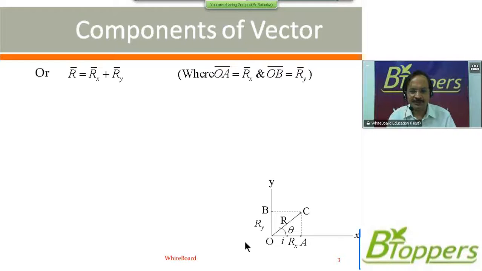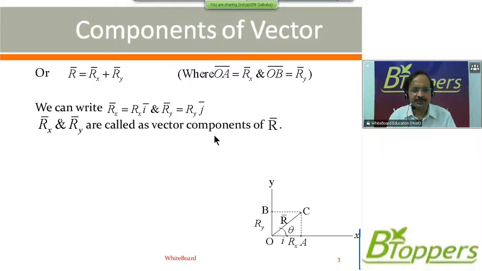Or we can write R bar equal to Rx bar plus Ry bar. There OA bar is Rx bar and OB bar is Ry bar. We can write Rx bar equal to Rx into I bar and Ry bar equal to Ry into J bar. Rx bar and Ry bar are called vector components of R bar. Of course, I bar is a unit vector along positive x-axis, J bar is unit vector along positive y-axis.